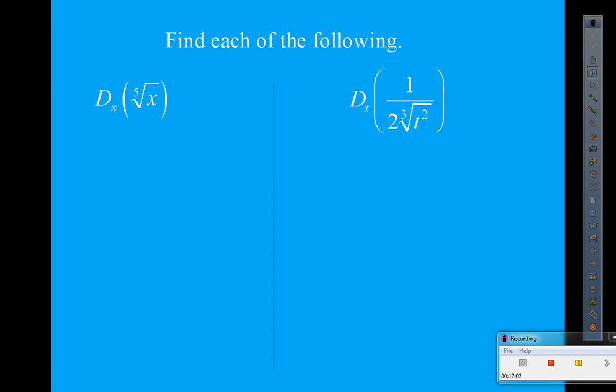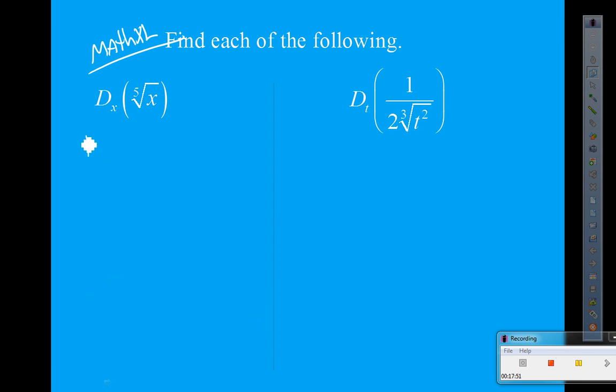Just some new notation. Math Excel uses this notation every now and then. I hate this notation, so I will never use it, but it's just notation for this. If you see d sub x, that means you're going to find the derivative with respect to x of whatever's inside the parentheses. One reason I don't like this notation is, once you find the derivative, it's going to be d of x equals whatever the derivative is. So I just popped these in to let you see what it looks like.